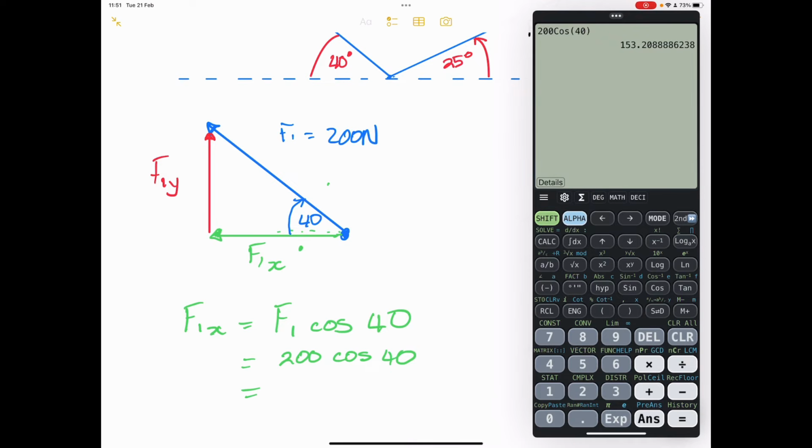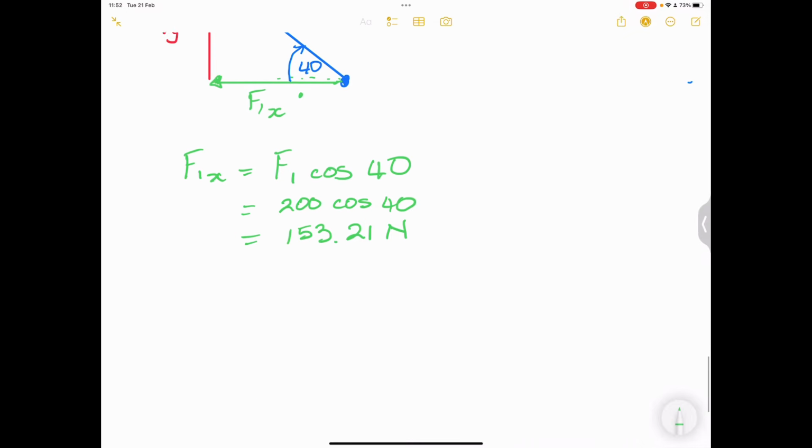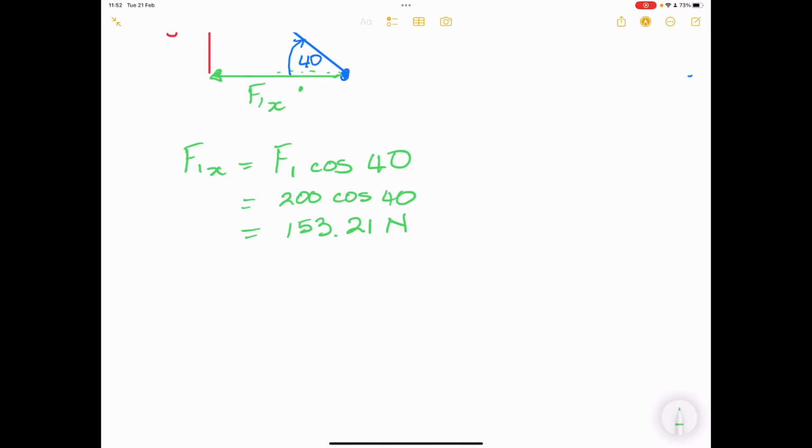So ladies and gents, I'm just going to keep my answers to 2 decimal points. Those of you that are at university can actually talk about significant figures in this case. I won't consider that much for now. So that's 153.21. That's our horizontal dimension, right?